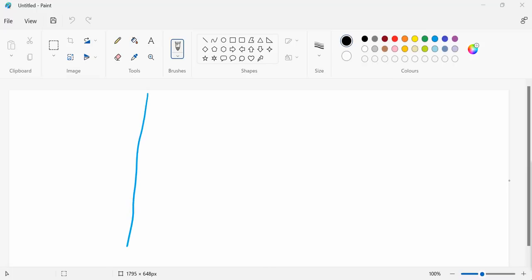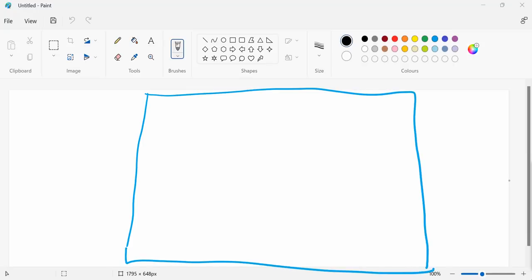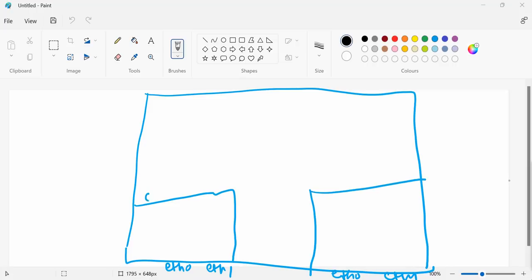So consider this is your firewall. Here you have, say, ETH0, ETH1, and here say ETH0 again, ETH1, because we are talking about the same reference. Then you have here your CPUs, so call it like core 0, core 1.